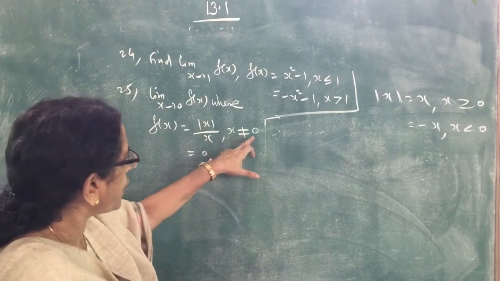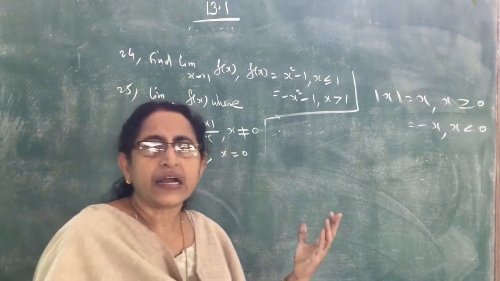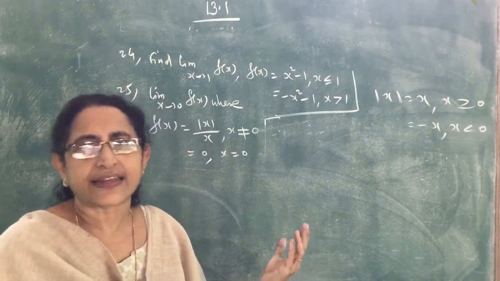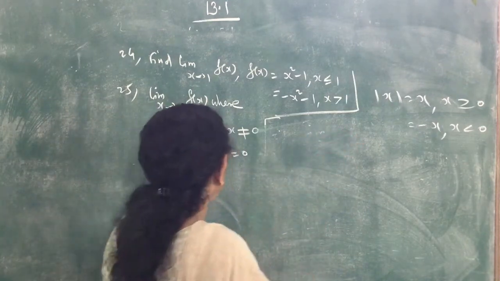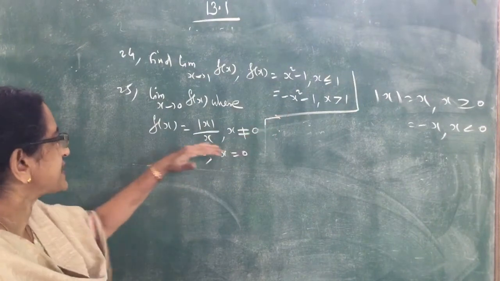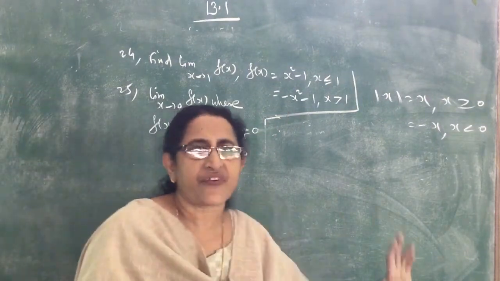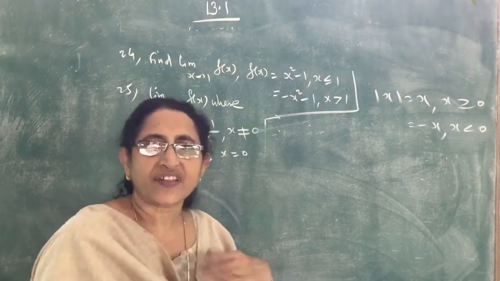So x not equal to 0 means it can be x less than 0 or x greater than 0. So we can consider when x is greater than 0. We can substitute that value of modulus x in the function, rewrite the function, and find the limit. So in the next session we can find it.